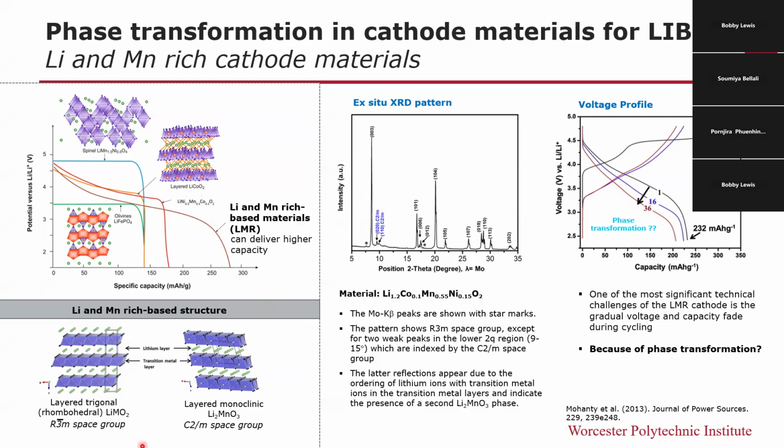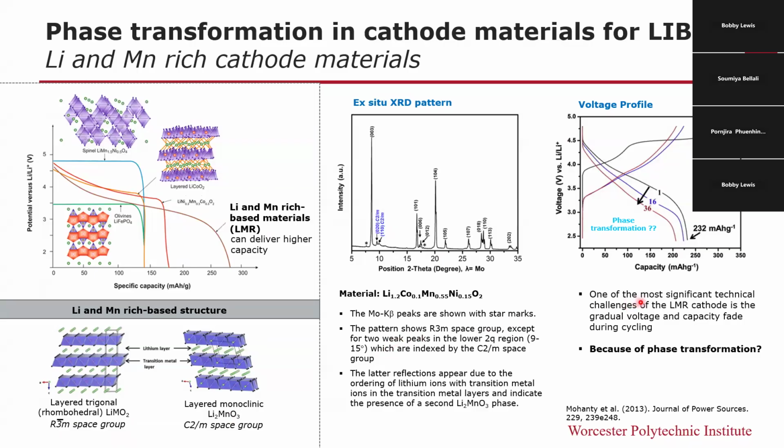And for the structure, LMR is a composite material. The first one is a layered trigonal structure with R3 bar M space group and the second is a layered monoclinic with C2/M space group. And this is confirmed by the ex situ XRD that you can see in here. You can see the black color is the main phase of R3 bar M space group, and this color is the second phase of this structure.